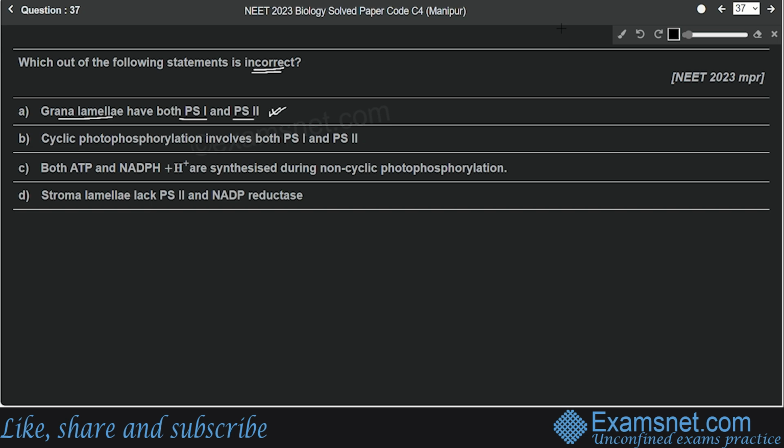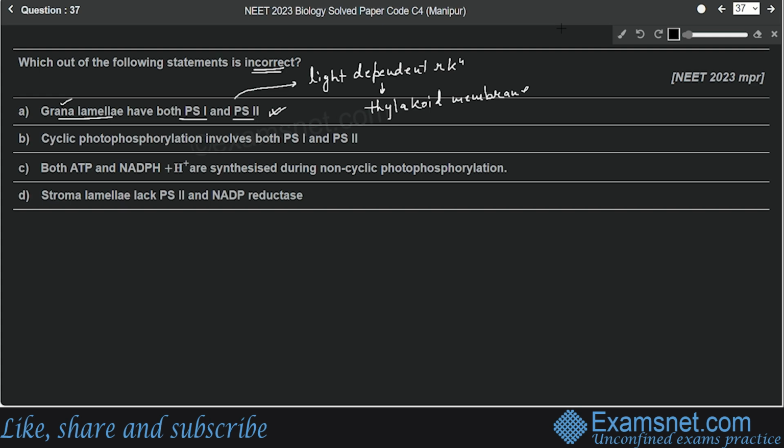We know that PS1 and PS2, that is photosystem 1 and photosystem 2, are involved in the light dependent reaction of the photosynthesis. The light dependent reaction of the photosynthesis occurs in the thylakoid membrane of the chloroplast. And grana lamellae is nothing but the stacks of thylakoids, known as grana, right? So this is a correct statement.